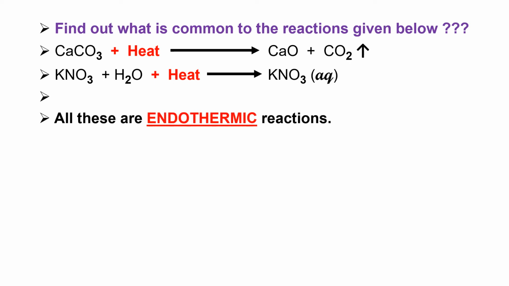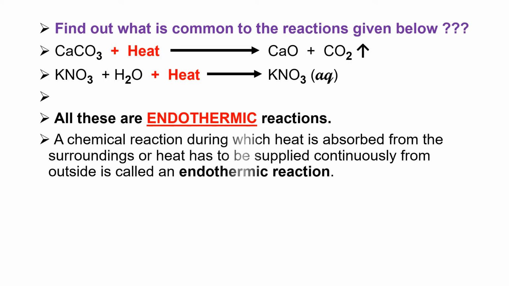So whenever heat is supplied to a reaction or heat is absorbed during a reaction, we call such reactions endothermic reactions. Endo means inside. Remember I told you, endoskeleton, we have an endoskeleton because our skeleton cannot be seen on the outside. Whereas cockroaches and all, they have an exoskeleton, skeleton on the outside. So all these are endothermic reactions. How will you define an endothermic reaction? A chemical reaction during which heat is absorbed from the surroundings, or heat has to be supplied continuously from outside is called an endothermic reaction.